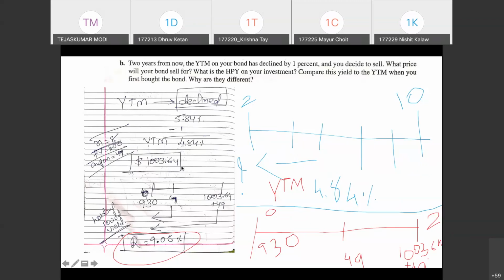In this question, this is a bit different than the last question. In the last question, YTM was not given. In this question, the bond price is not given. So the bond price is 1003.64 for 8 periods. Please don't mess up with this. You are doing this after 2 years, so the period left now is only 8 periods or 8 years. And YTM is 4.84 now because it has reduced, right? Any questions you have, please ask me, because then we will look at the holding period yield.